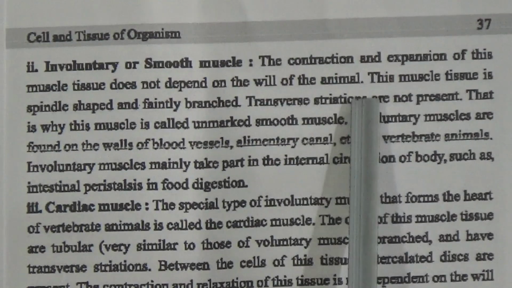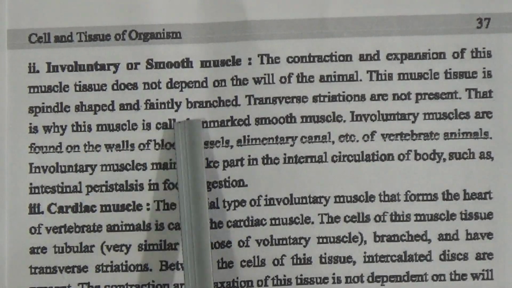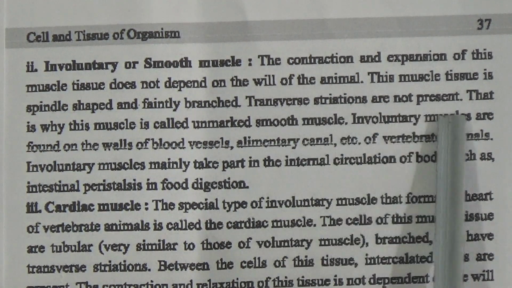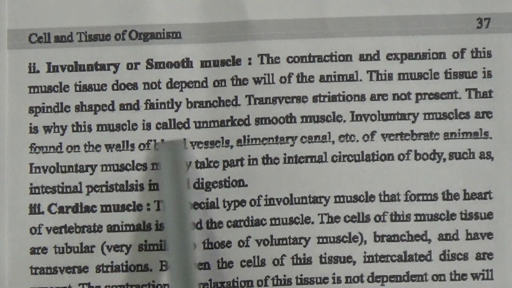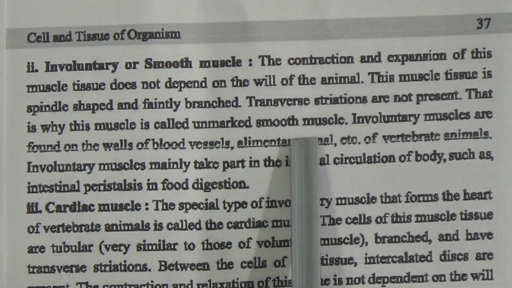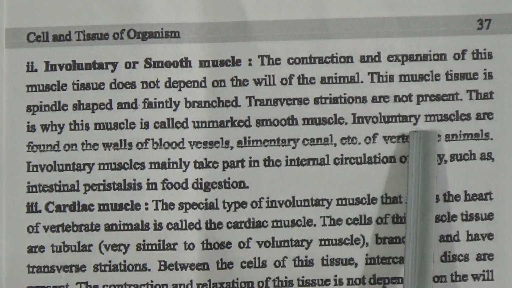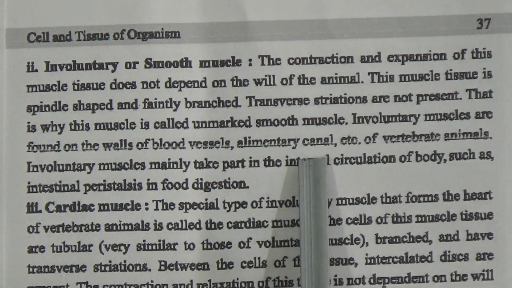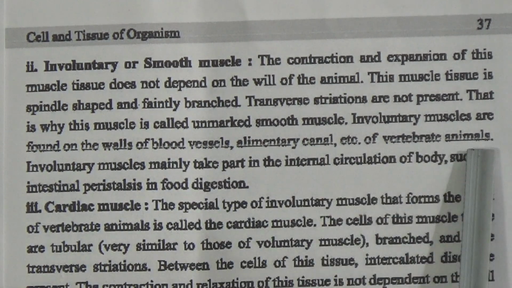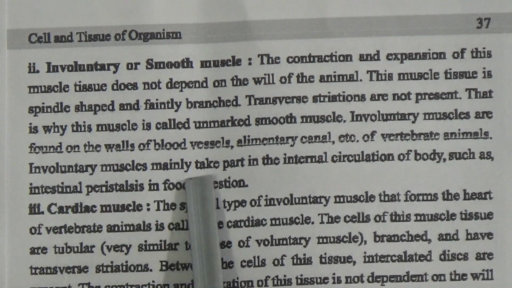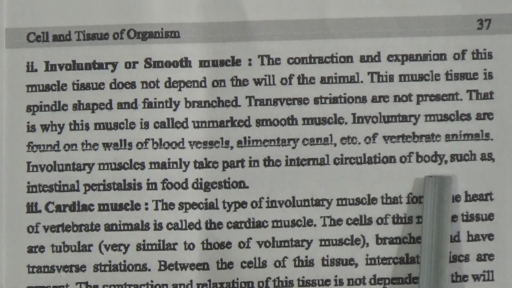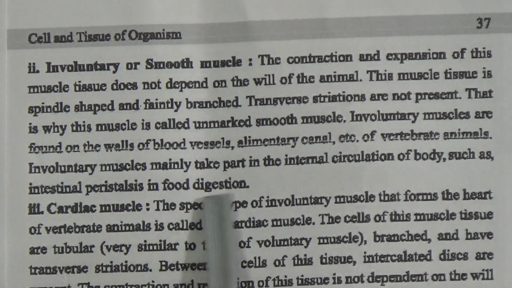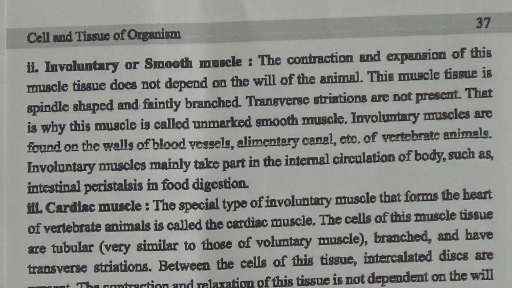This muscle tissue is spindle shaped and faintly branched. Transverse striations are not present. That is why this muscle is called unstriated smooth muscle. Involuntary muscles are found on the walls of blood vessels, alimentary canal, etc. of vertebrate animals. Involuntary muscle mainly takes part in the internal circulation of the body, such as intestinal peristalsis in food digestion. Now, cardiac muscle.